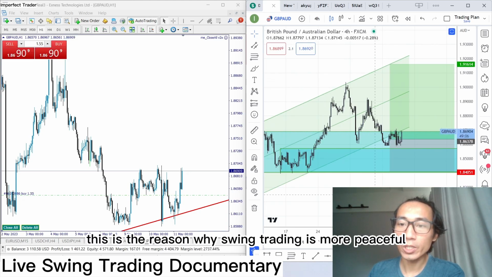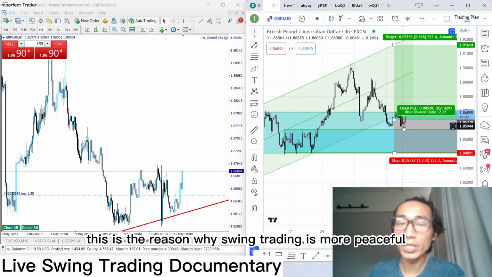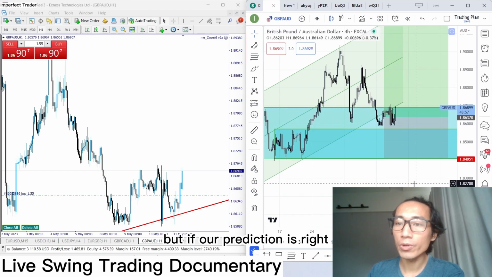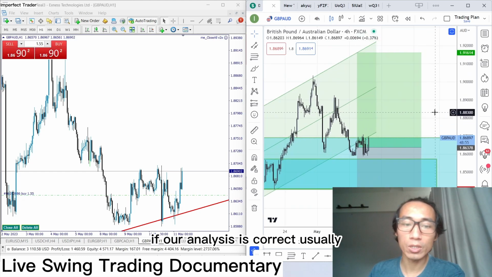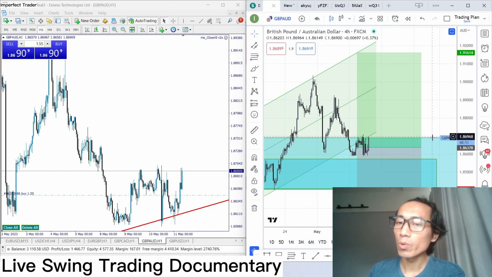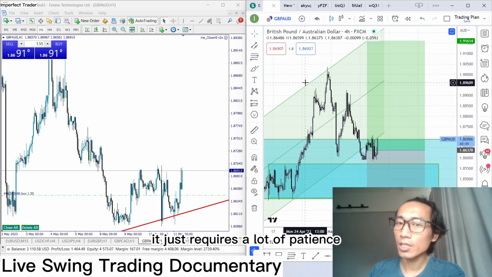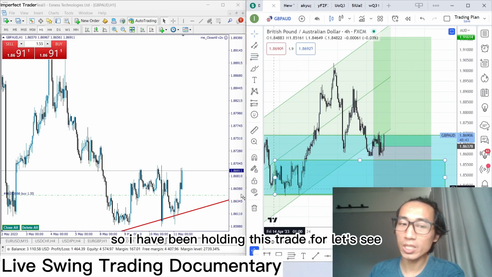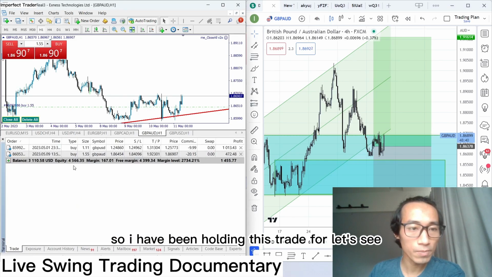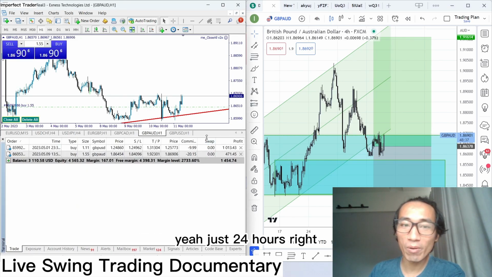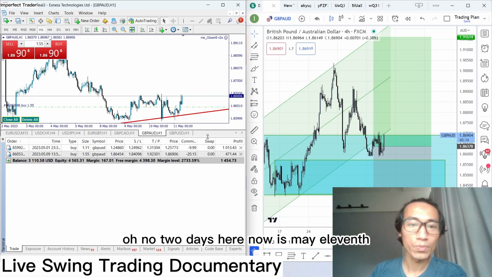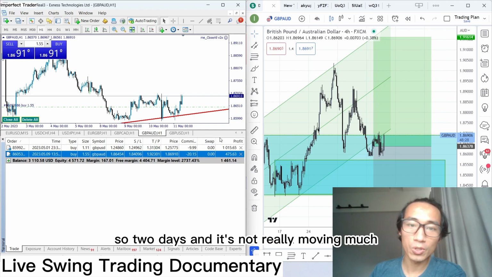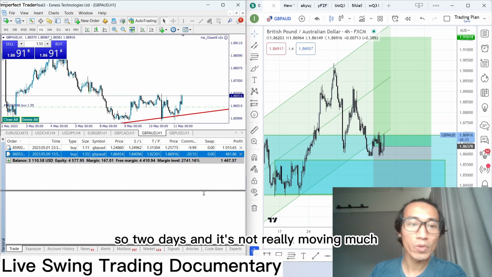This is the reason why swing trading is more peaceful, because we got some kind of short-term movement against us, but if our prediction is right, if our analysis is correct, usually we will get into profit. It just requires a lot of patience. So I have been holding this trade for, let's see, just 24 hours, right? Oh no, 2 days. Now is May 11, so 2 days, and it's not really moving much.